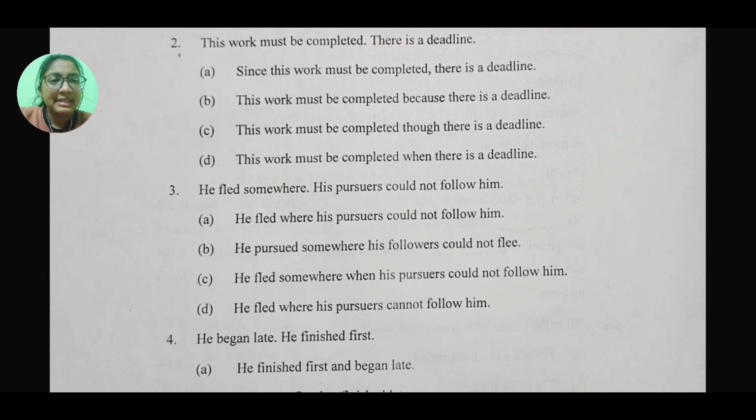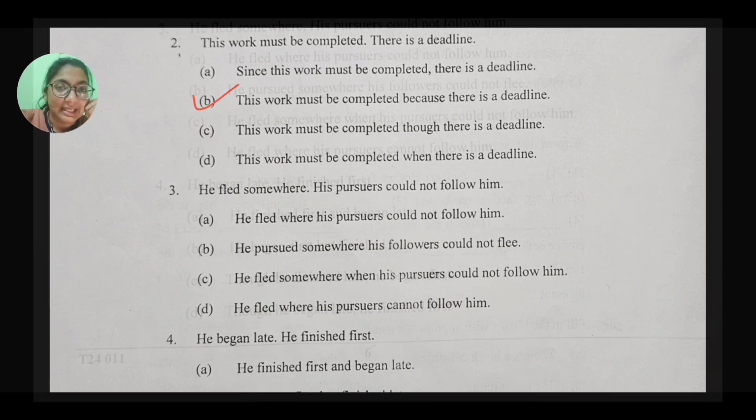The second one is, this work must be completed. There is a deadline. Option A, since this work must be completed, there is a deadline. This work must be completed because there is a deadline. This work must be completed though there is a deadline. And option D, this work must be completed when there is a deadline. So the correct option for this question is, this work must be completed because there is a deadline. Option number B.